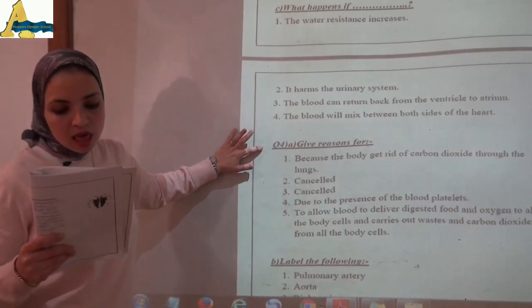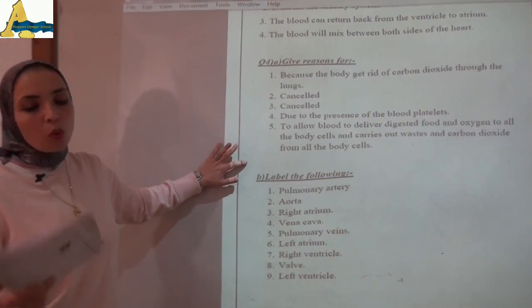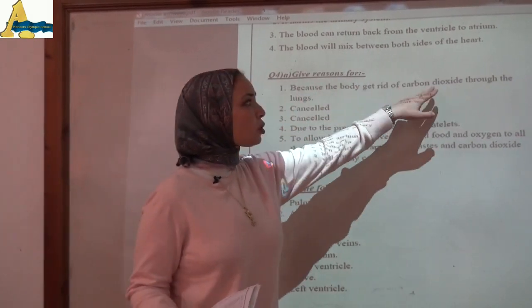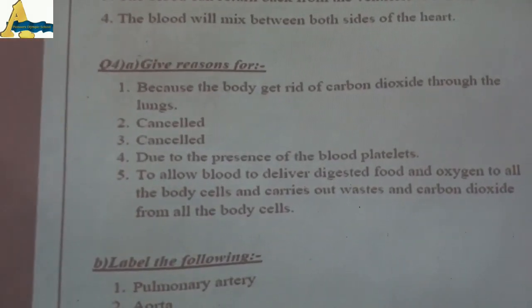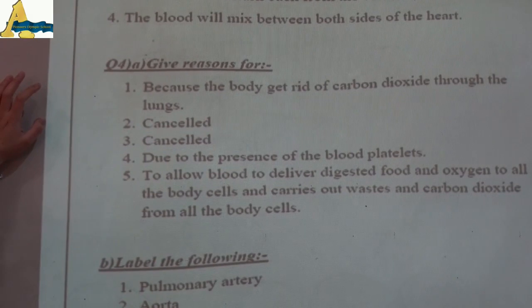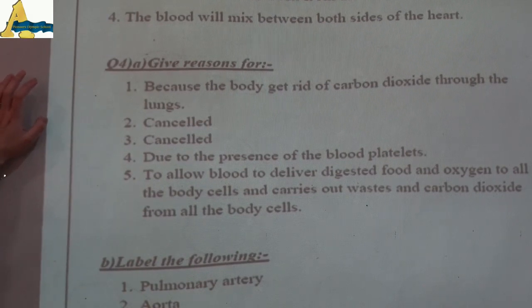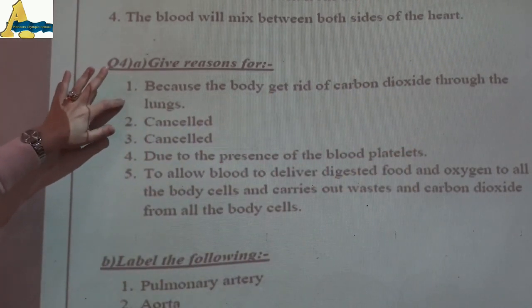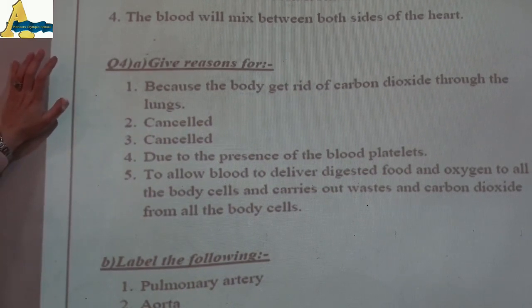Give reason. The lungs are considered one of the excretory organs. Why? Because the body gets rid of carbon dioxide through the lungs. So we can consider it as one of the excretory organs.